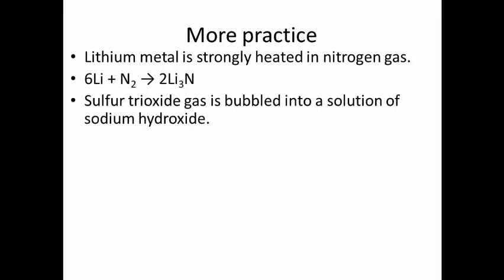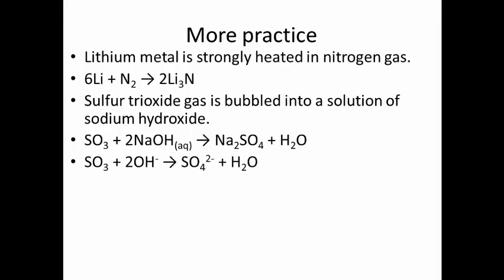Sulfur trioxide gas is bubbled into a solution of sodium hydroxide. So this one's a little interesting because you're not exactly sure what's going to happen, but if you're dealing with a molecular substance, it usually tries to become ionic. So sulfur trioxide with the sodium hydroxide will make sodium sulfate and water. All right, so the sulfur trioxide gains the oxygen to become the sulfate ion. When we write it out as ions, the sodium now is a spectator, so your formula ends up being the sulfur trioxide plus 2 hydroxide ions gives you sulfate ions and water.